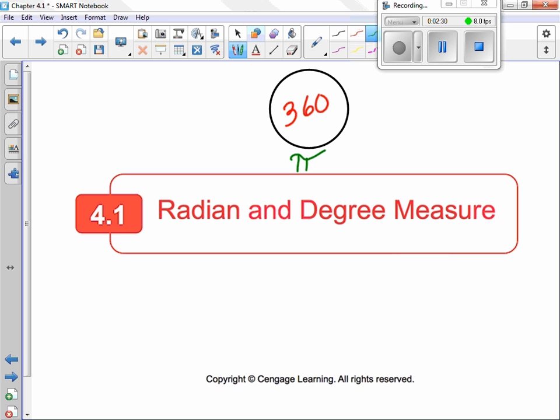So we have these two units, radians and degrees, and we can switch between the two. That's why on your calculator, especially on the TI-30XS, it says RAD or DEG right up at the very top. Yes? This changes the value.